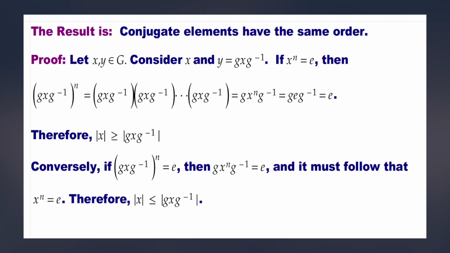Let us find out the order of the conjugate element in the coming result. The result is: conjugate elements have the same order. Let us prove this. Let x, y in G. Consider y equal to GxG inverse. That is, x and y are conjugate to each other. If x power n is equal to identity, then GxG inverse the whole power n is equal to GxG inverse into GxG inverse, n times, which is equal to G x power n G inverse, which is equal to G identity G inverse, which is equal to E. Therefore, order of x is greater than or equal to order of GxG inverse.